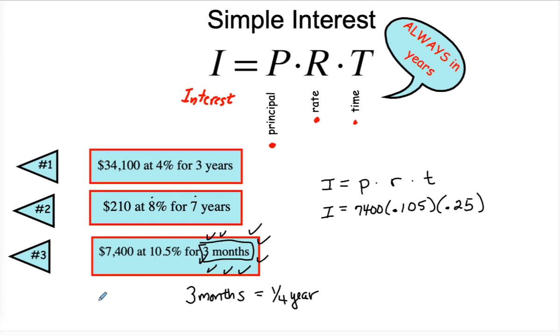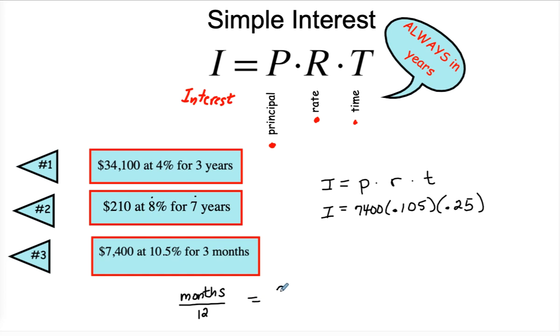And how do you convert to years? Well, the conversion to years is very simple. You just take how many months there are and divide it by 12. Right, so I had 3 months, and there's 12 months in a year, and that's 1/4.